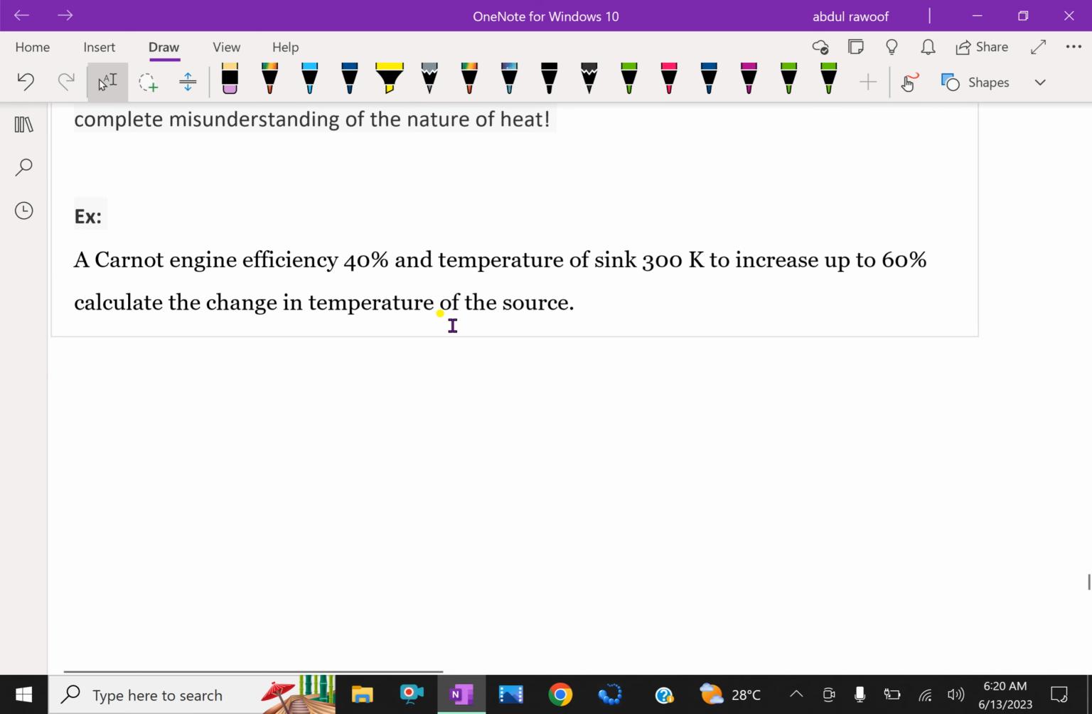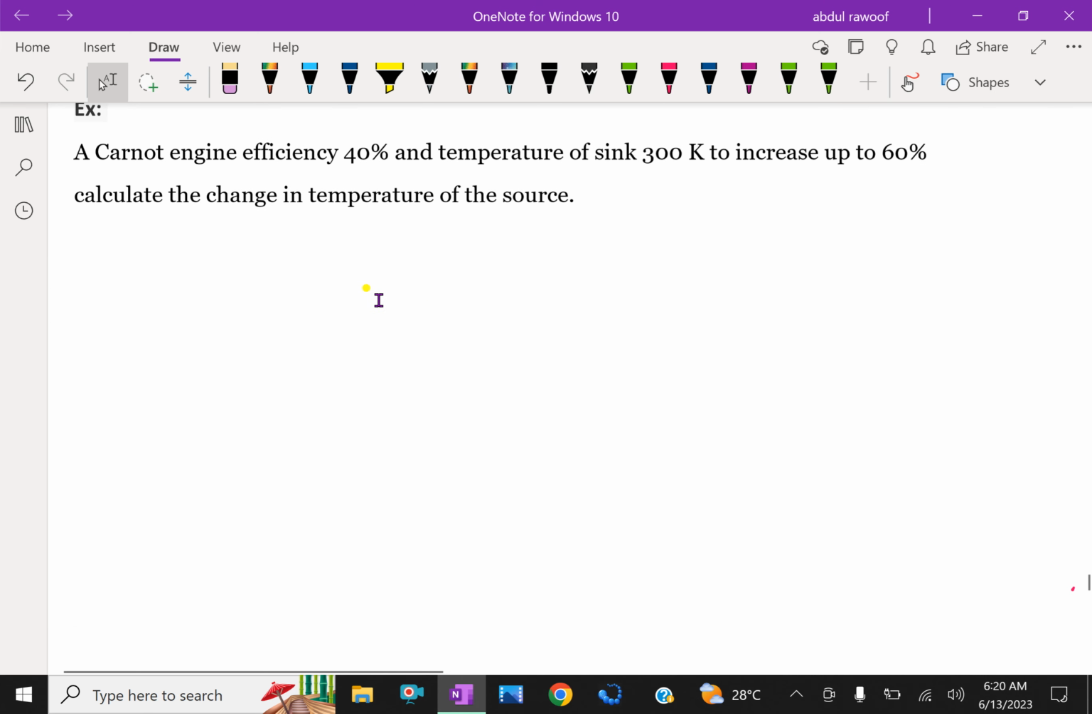Now we'll do an example problem to understand the Carnot cycle. A Carnot engine has an efficiency of 40% and the sink temperature is 300 degrees Kelvin. To increase the efficiency up to 60%, calculate the change in temperature of the source. Here the efficiency is 40%, that is 40 by 100.